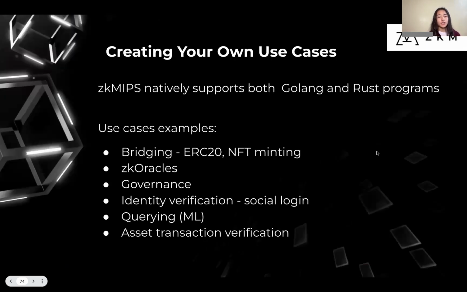Now, in terms of our use cases, zkMIPS currently supports any native Rust and Golang programs, and we encourage developers to build any use cases that you may want to explore. So, for example, like what we had in our example, performing some action with a valid proof, like minting an NFT or an ERC20. If you're interested in governance, identity verification, querying answers from an ML model, which goes into zkML, asset transaction verification, the number of use cases here really are endless, and we encourage you to try the ones that you're interested in out.